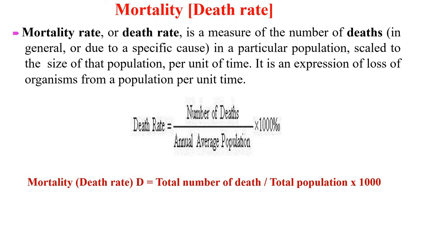Death rate is equal to number of deaths divided by annual average population multiplied by 1000. Therefore, mortality, that is death rate denoted by capital letter D, is equal to total number of deaths divided by total number of population, that is annual average population, multiplied by 1000.